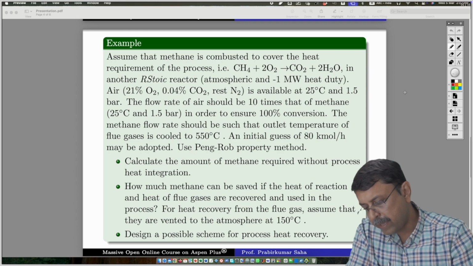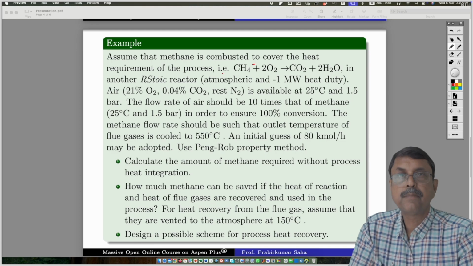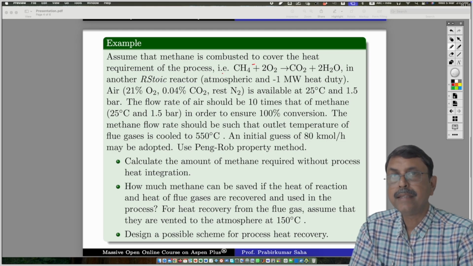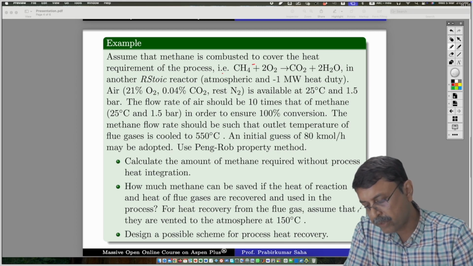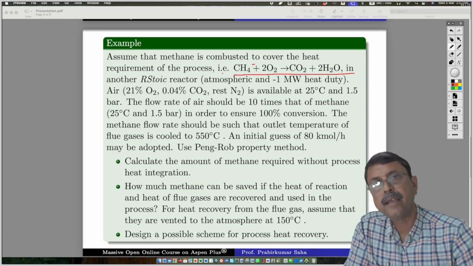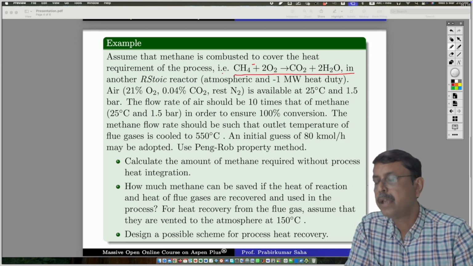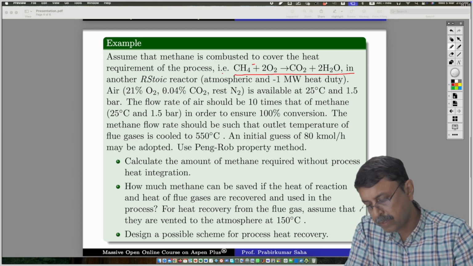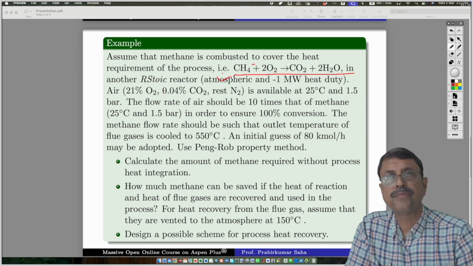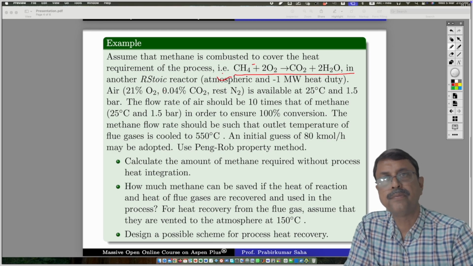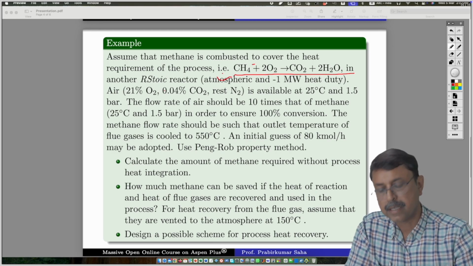Continue the example. Assume that methane is combusted to cover the heat requirement. As it is an endothermic process, we have to supply the heat to some extent. So methane is combusted to cover the heat requirement, and the combustion reaction is given over here. Another stoichiometric reactor operates at atmospheric pressure and heat duty. 1 megawatt of heat is being taken out of that combustion reactor in order to feed in various heaters. Okay.